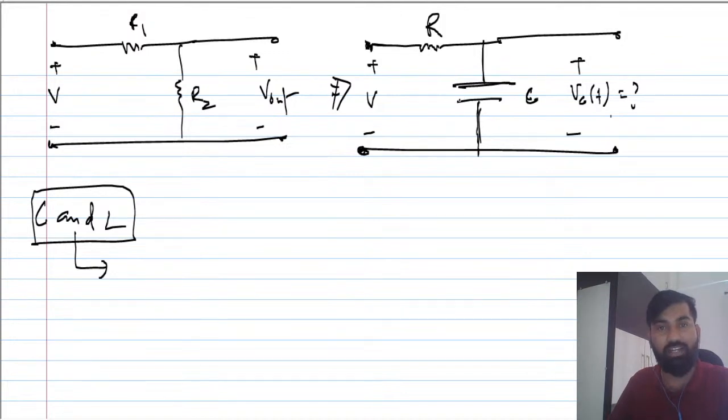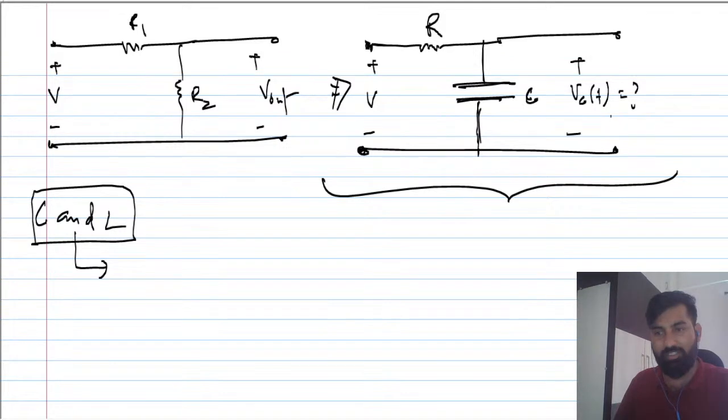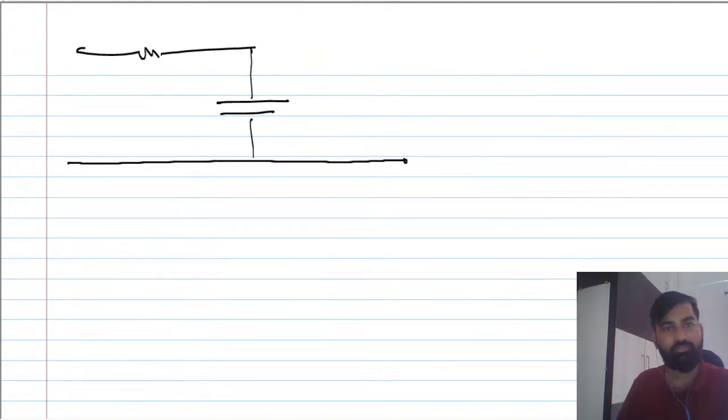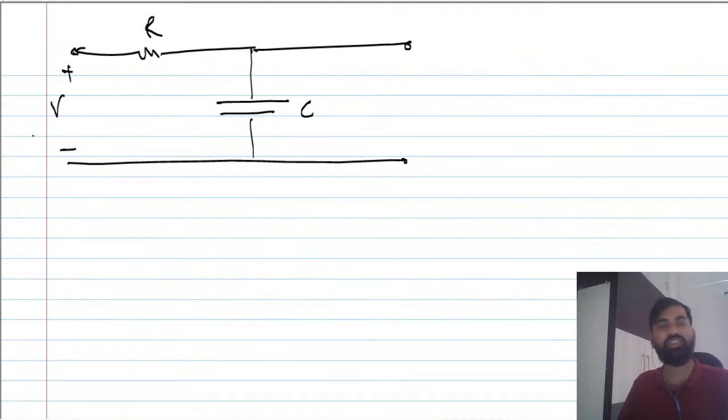So if you have to analyze an RC circuit, let me take a simple RC circuit here. This is R, this is C, and this is the input voltage V input. This is a capacitor, and a capacitor is basically a memory element.